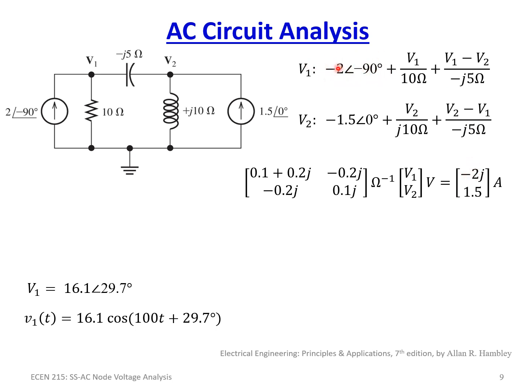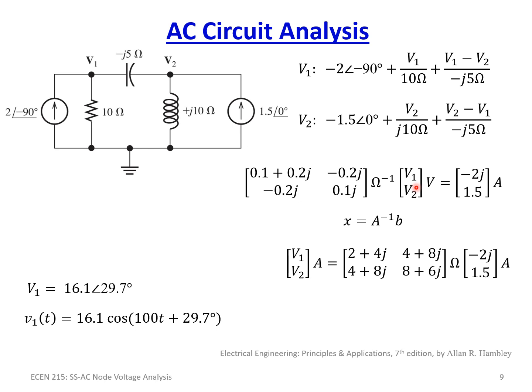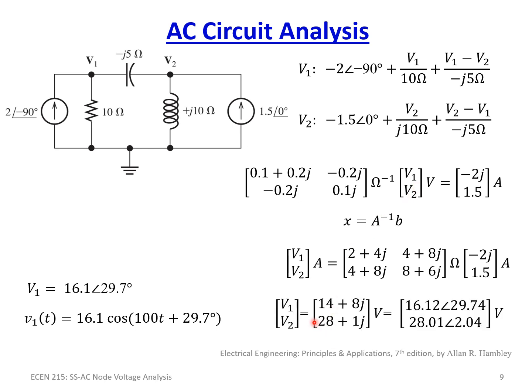You convert over into the rectangular form, and then the same thing here. We have 1.5 coming over, and if you follow the math on this, these two equations are equivalent to this. And then we just need to apply A inverse times B, with this being our B vector here. And we end up with the X, which is V1 and V2, which looks like this. And we end up with V1 being 14 plus 8J volts, or 16.12 phase 29.74 volts, which converted over into the time domain.